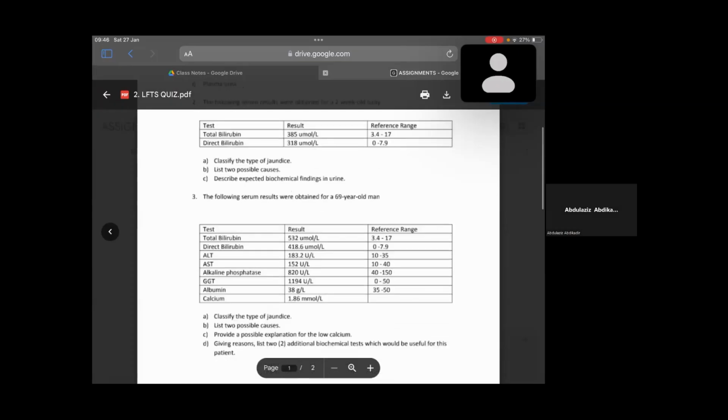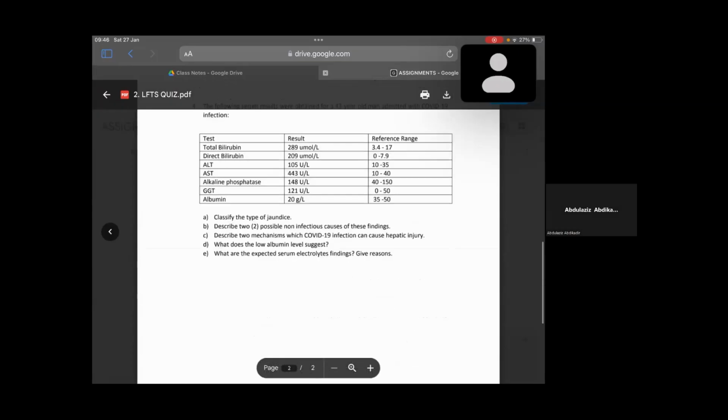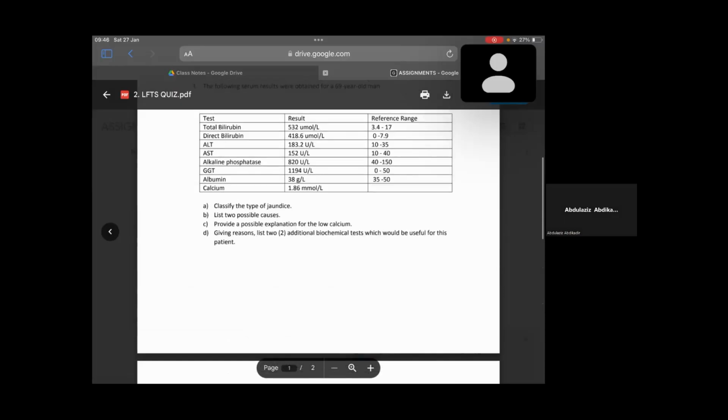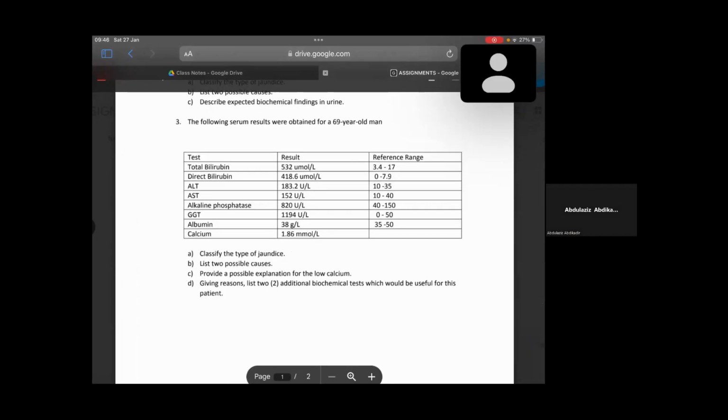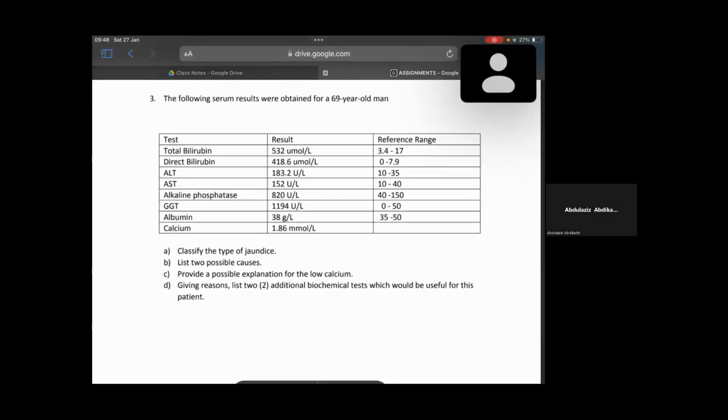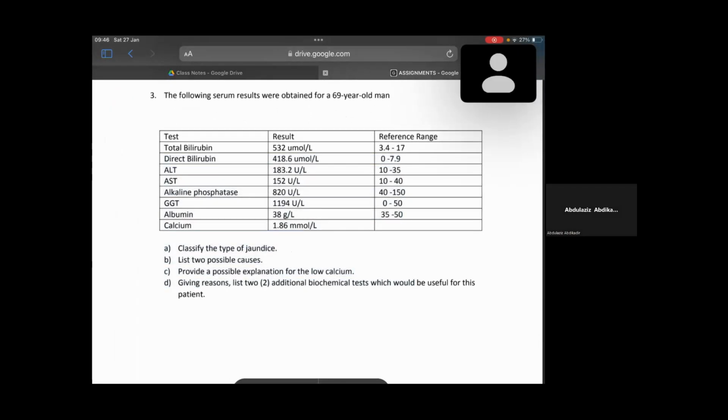LFTs, I'll just do one question. I will do number 3. Number 4, I will give you a chance to take a screenshot and you answer. So the following serum results were obtained for a 69-year-old man. Interpretation, I will not ask you because I've come to understand that no one wants to answer interpretation questions, but it's the simplest thing you'll come across in med school. It is just like looking for pallor.